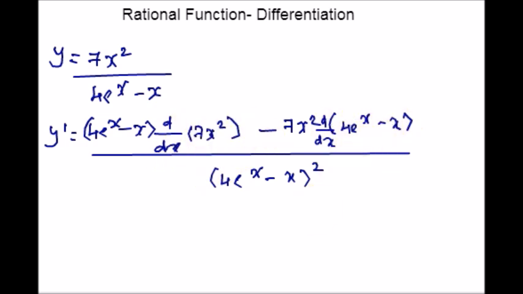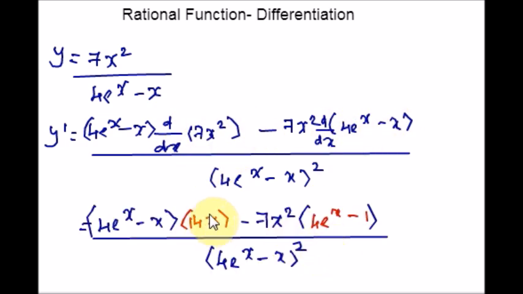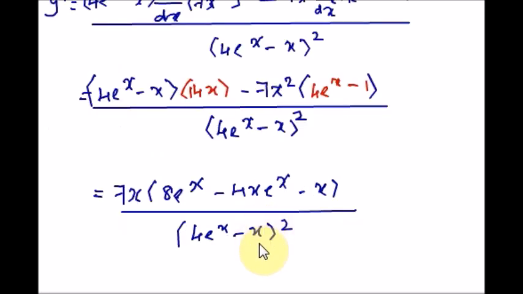Now distribute. Derivative of this exponential function is itself. Derivative of e raised to x is e raised to x. That's it for this problem. Please check whether you're getting the same explanation, same result if you're simplifying this. Hope you're clear with finding the derivative, applying quotient rule for the exponential function.